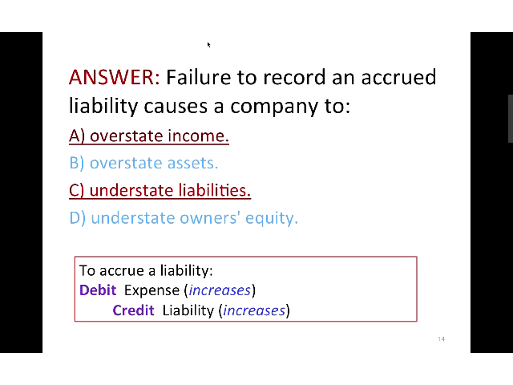So if we don't make that entry, our expenses are too low, which means income is too high, overstated. And if we don't make the entry, we don't have that liability on the books, so liabilities are too low and they're understated. So in my example that I'm using here, we have two answers, A and C.